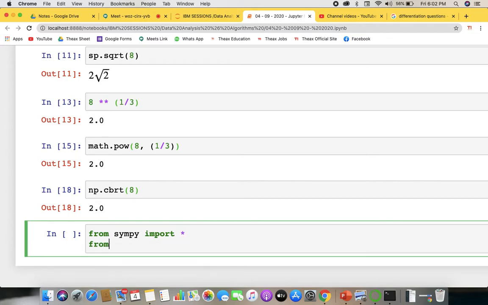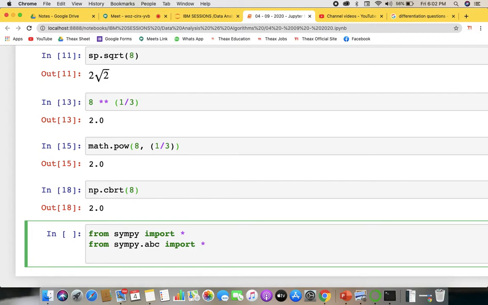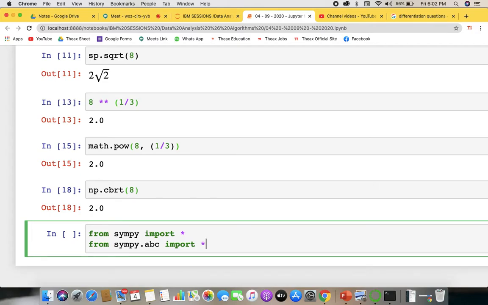Sir, sorry to interrupt. Actually, that cbrt one, can you repeat? I just had a network issue. Cube root, cbrt. That is a cube root. Okay.